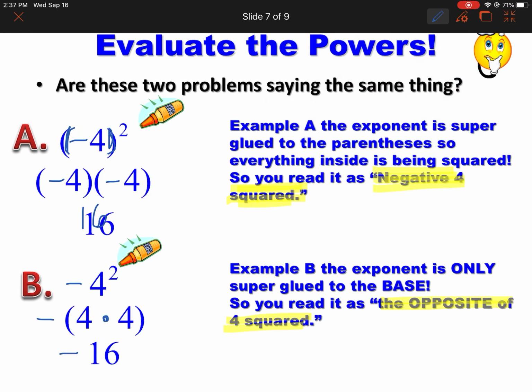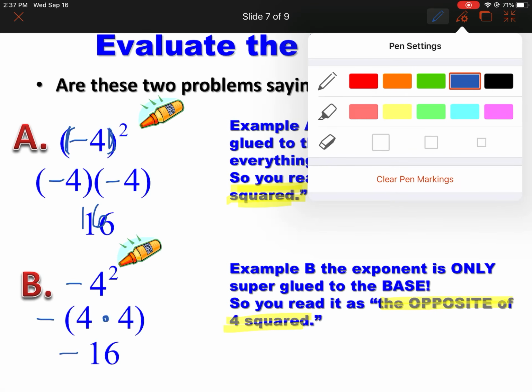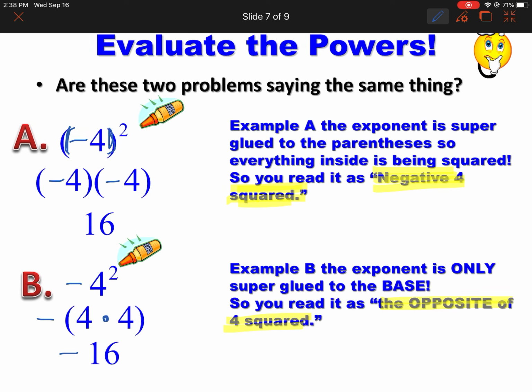So as we do that one, you can see the difference. I'm going to erase this so you can see. When you have parentheses, it's around the negative. It's super glued to the parentheses, and therefore it's a negative times a negative, which makes it a positive. If there aren't parentheses, it's now the opposite of, and the answer ended up being negative. So there is a significant difference.